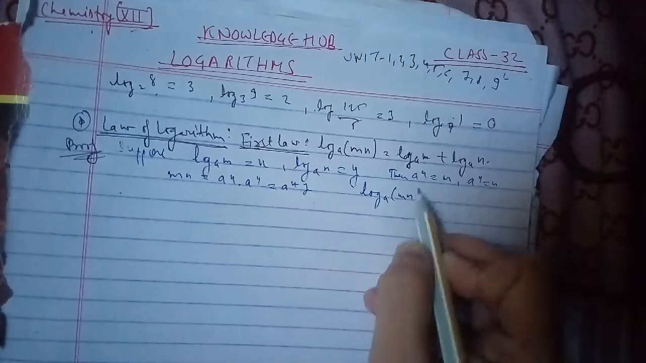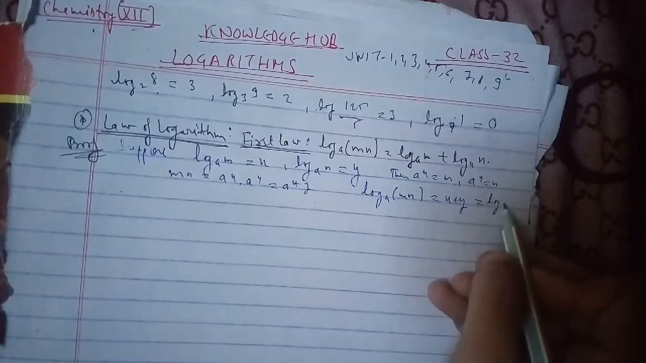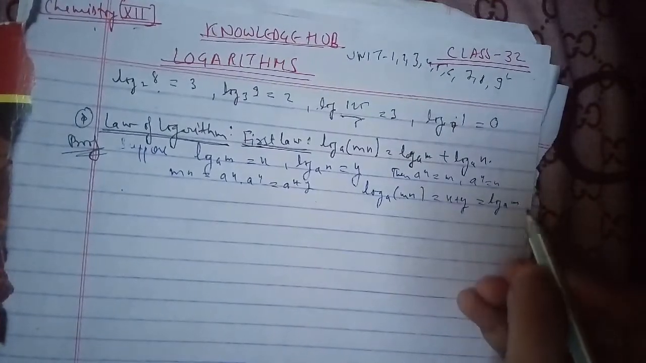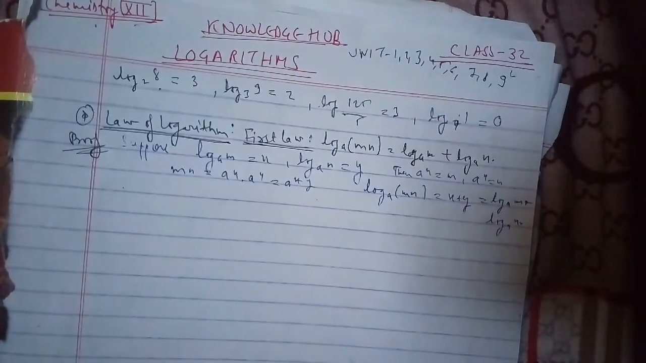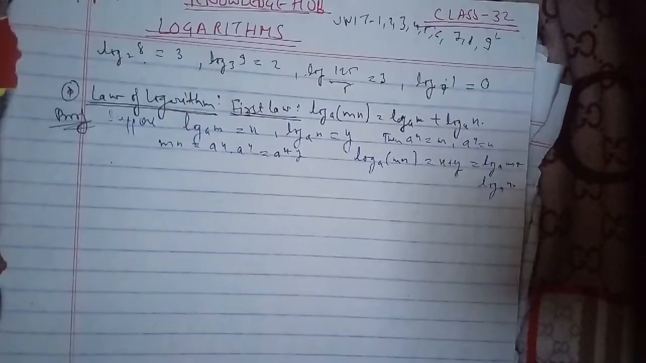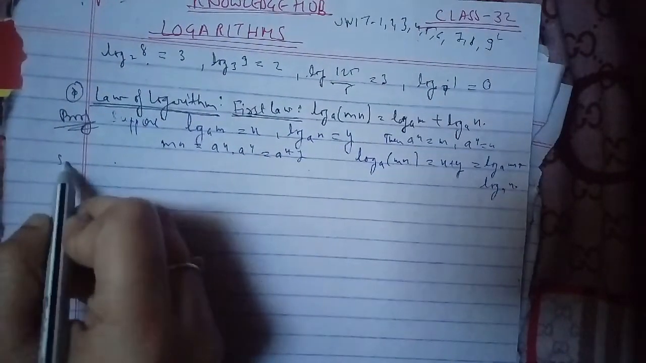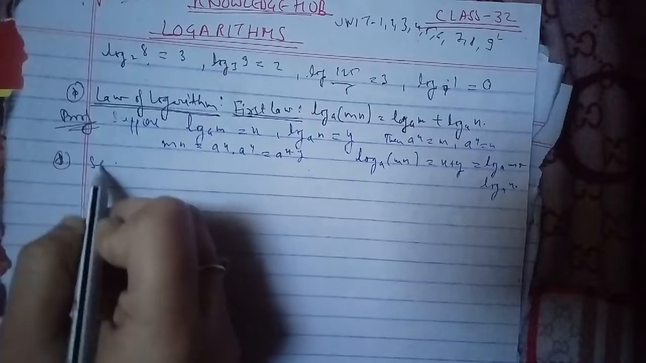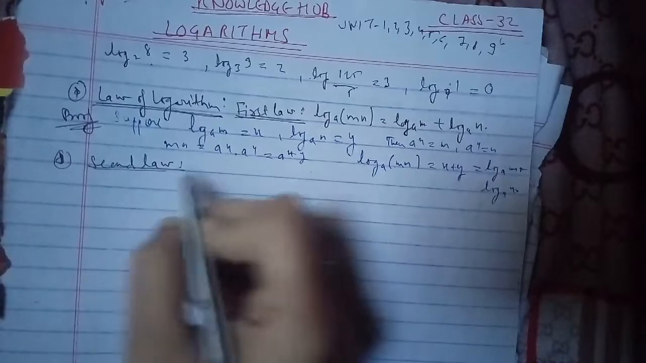So we'll talk about the second law here. The second law we have is log a of m by n is equal to log a m minus log a n. So all the same cases we have to solve out as well. That is the important part which we have to talk about.